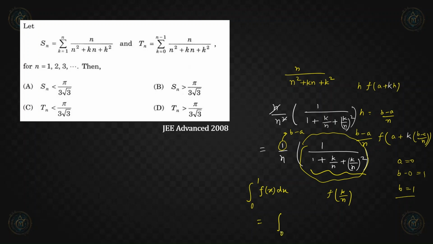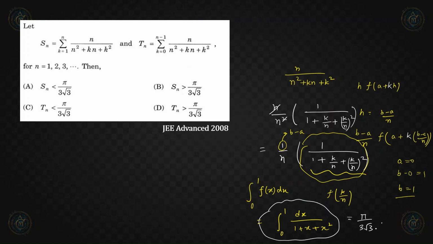So this integral we can write as integral 0 to 1. We have to find the f of x. So f of x will be simply this thing, 1 divided by 1 plus x square. So dx divided by 1 plus x square, right? So we have to find this integral. Now this thing you can calculate easily. When you calculate, this integral becomes equal to pi divided by 3 root 3. This you can calculate yourself.